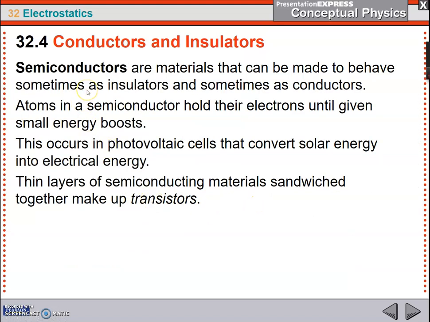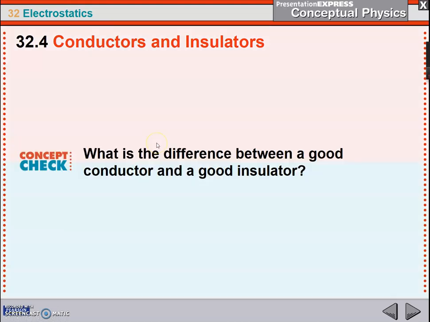Now, we've talked about conductors and insulators. What about materials that are halfway between them? Well, here's the word, semiconductor. The word semi means half. So they could have called it a semi-insulator, but they didn't. They chose semiconductor. Semiconductors are materials that can be made to behave sometimes as insulators and sometimes as conductors. Atoms in a semiconductor hold their electrons until given a small energy boost. So there's examples of it. I'm not going to worry about that for now.